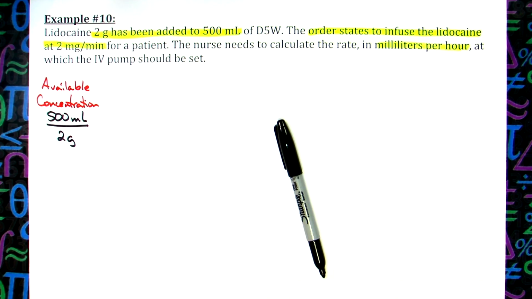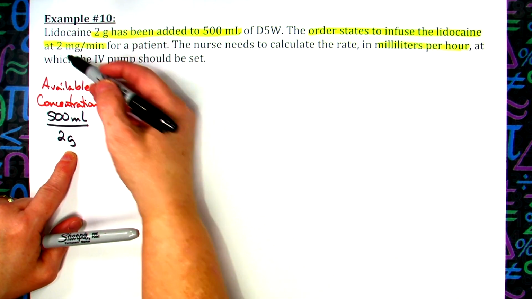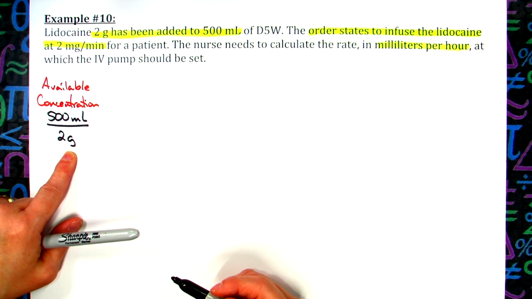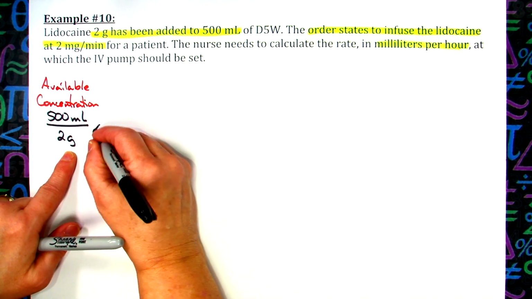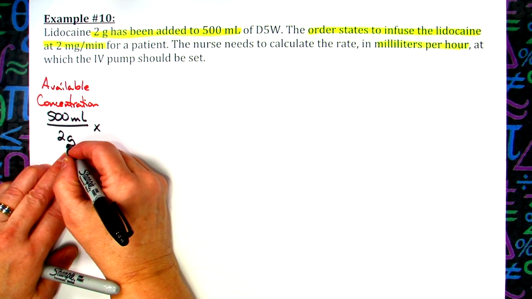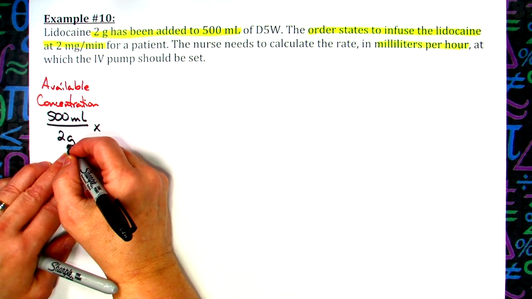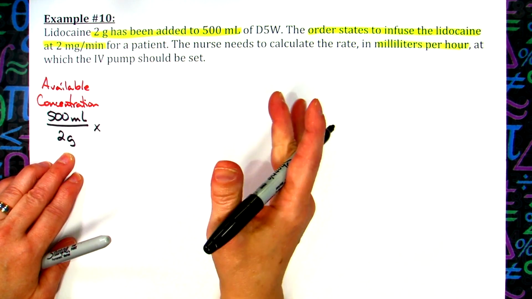Okay, now, first thing I know, I've got to get rid of my grams, and I'm going to get rid of those milligrams too, because I need just milliliters per hour when I get done. So, a conversion factor, hopefully, that you have memorized at this point. If I want grams to disappear, I can convert first grams to milligrams, and then when I use the 2 milligrams per minute, then the milligrams will cross out.